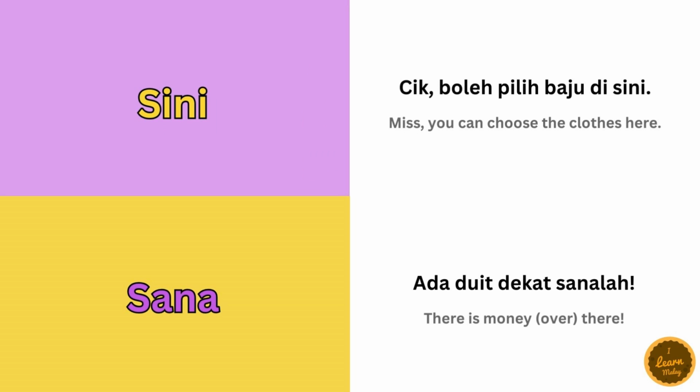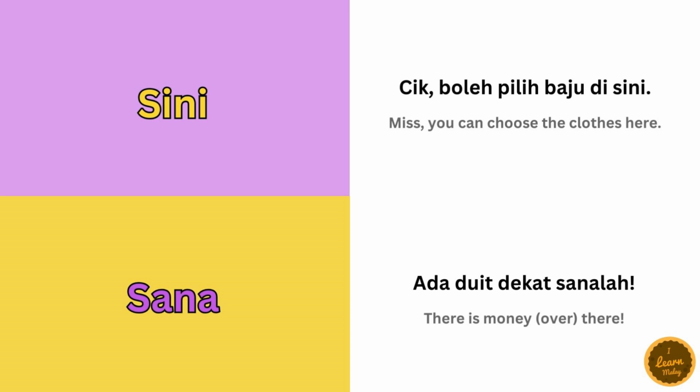Cik, boleh pilih baju di sini. Means you can choose the clothes here. Cik means miss. Boleh means can or able to. Pilih means to choose.